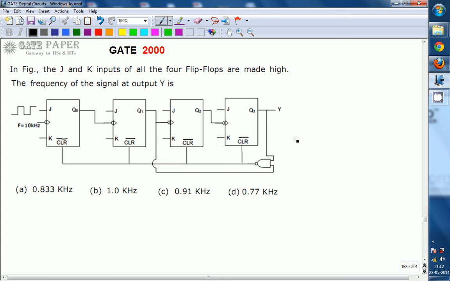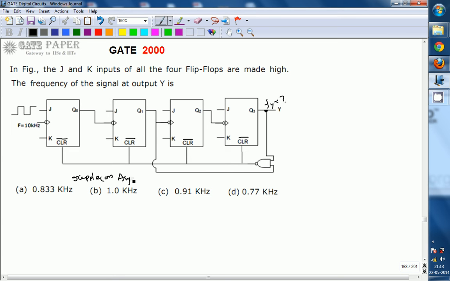What is the frequency generated at output Y? That is nothing but at this node. What is the frequency at Y? This we are going to calculate, and the input frequency is given as 10 kilohertz, and this is going to be a ripple counter, ripple or asynchronous counter.